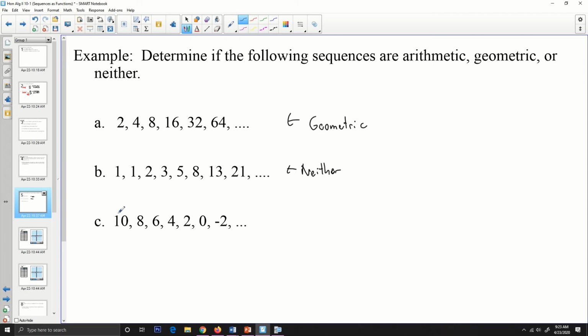And then this one, let's see, we add. So what plus 10 is 8? 10 plus negative 2 is 8. 8 plus negative 2 is 6. 6 plus negative 2 is 4. 4 plus negative 2 is 2. 2 plus negative 2 is 0. 0 plus negative 2 is negative 2. Since we are adding each time, this is arithmetic.